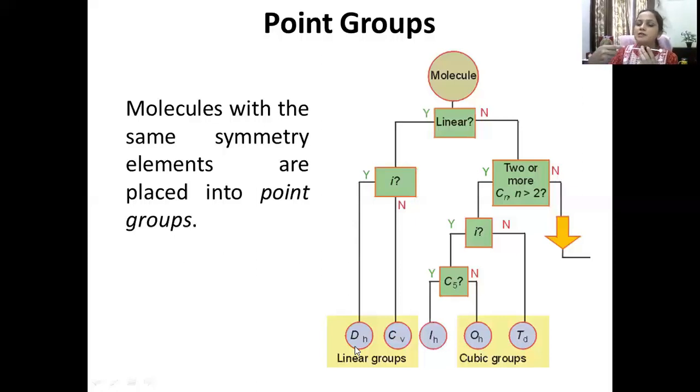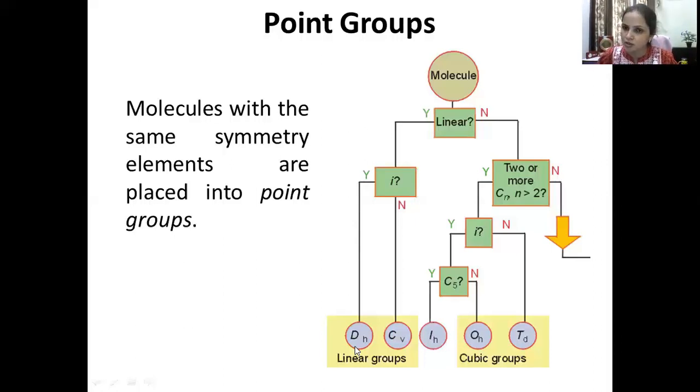Now there is C infinity, and this is C2, which is perpendicular to C infinity. Now the point group is changed from C infinity to D infinity. So that's why linear molecules which possess a center of inversion are assigned the point group D infinity h.